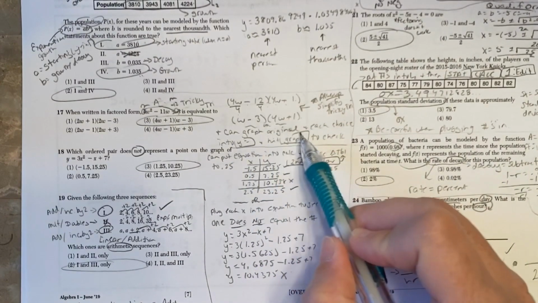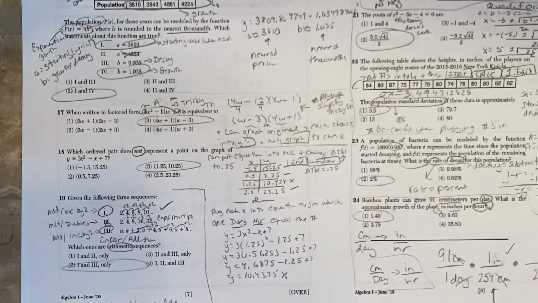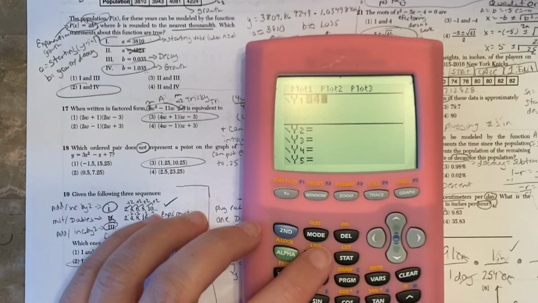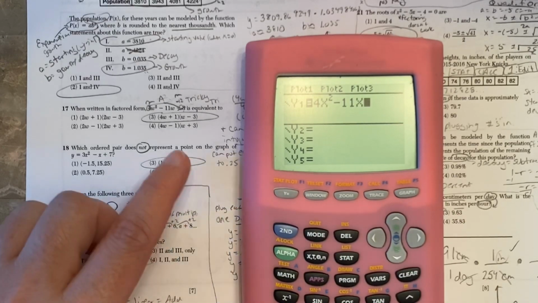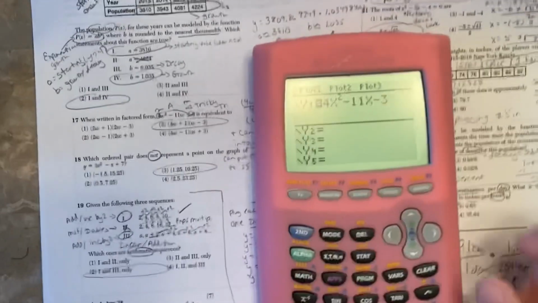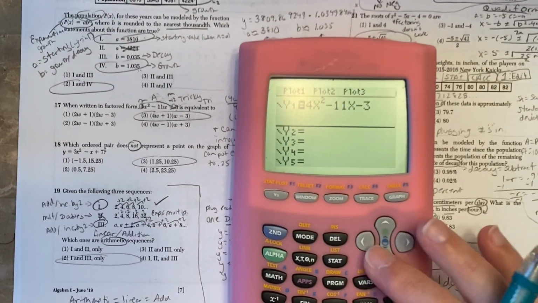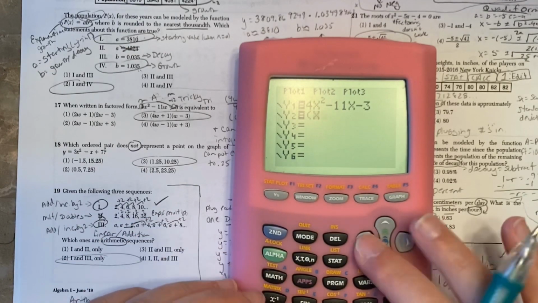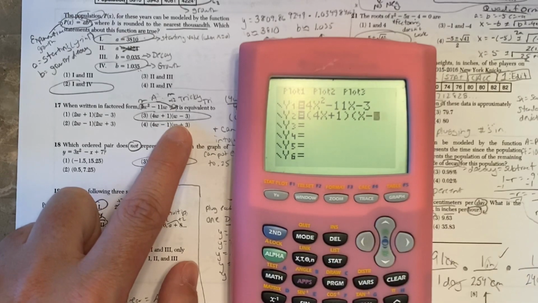All right, you can graph the original and each choice into y equals and hit graph to check. Oh, so you can do that too. I'll just show this. You could put the original 4x squared minus 11x minus 3. I think it's a minus, whoops, minus 3. And then the answer 4x plus 1, and then x minus 3.